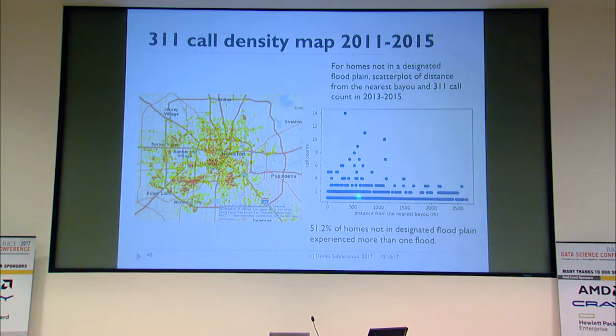And without that, 51% of homes not in designated floodplains experience more than one flood. So these are homes not on a designated floodplain, and this is a scatter plot of distance from a bayou against the number of times they got flooded. One poor house got flooded 14 times. And you will see that you could be 2 kilometers from a bayou and still experience more than one flood. So we're going to use this information.